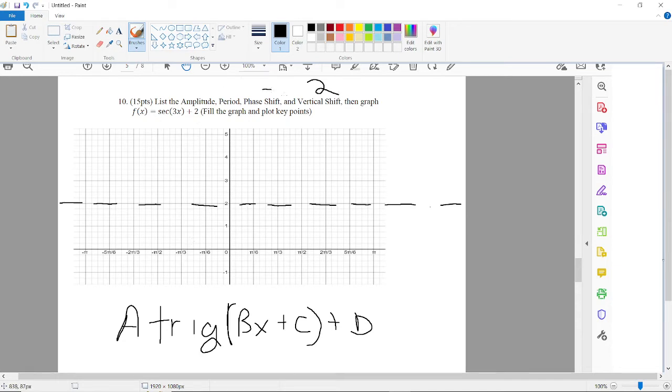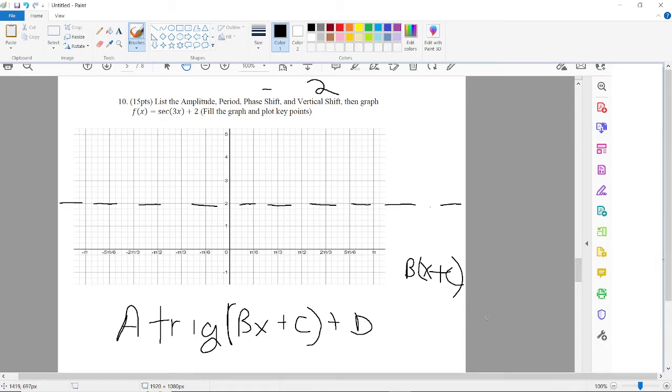There's no C here. And remember, when you have it in this format where the B is not outside of the parentheses, then what you actually have to write to shift it over is C over B. But this one has no phase shift.